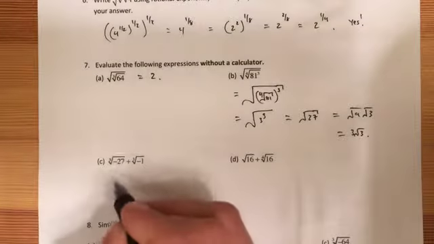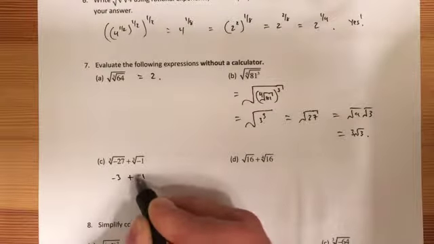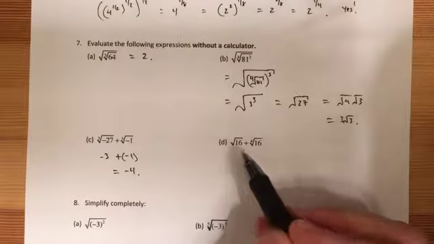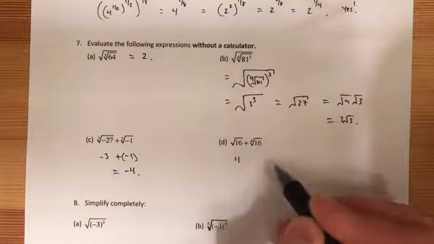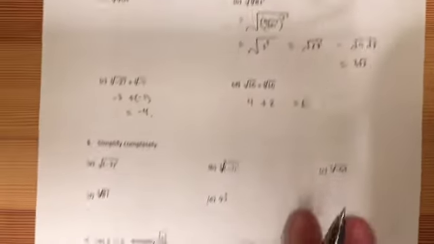Cube root of negative 27 is negative 3. Cube root of negative 1 is negative 1. Negative 3 plus negative 1 is negative 4. Square root of 16 is 4. Fourth root of 16 is 2. 4 plus 2 is 6.